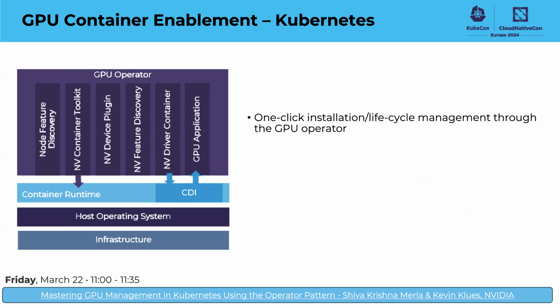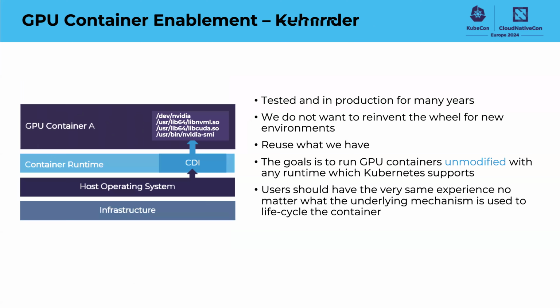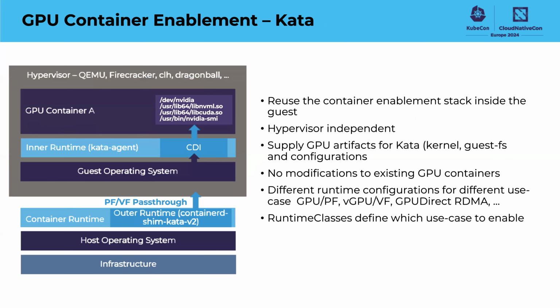So we wanted to keep our hardware reference enablement for Kata as well, to keep the lift and shift characteristics. So a customer should have the same feel if they are running a traditional container, a Kata container, or a confidential container. Our stack is tested in production for many years. We didn't want to reinvent the wheel. Let's reuse what we have. And really what we've done is just use the bare metal enablement stack and push it into the VM, which means we are reusing the container enablement stack.